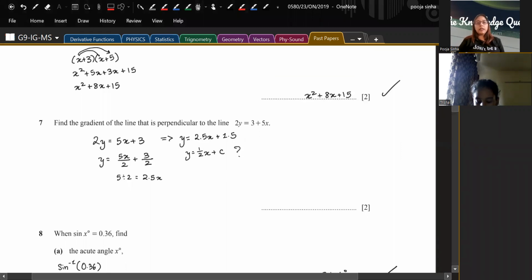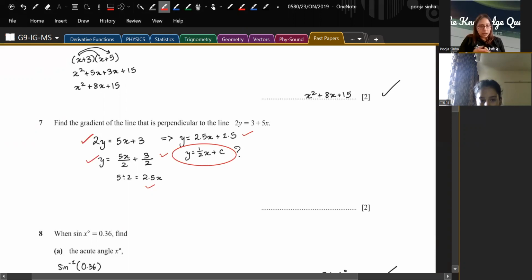Find the gradient of the line that is perpendicular to the line 2y is equal to 3 plus 5x. All right. So what you've done here is 2y is equal to, first you wrote it in the correct format. Then you divided by the 2 here. Okay, perfect. So which is 2.5x, which means y is equal to 2.5x, and this is all right. After that you got confused, right?